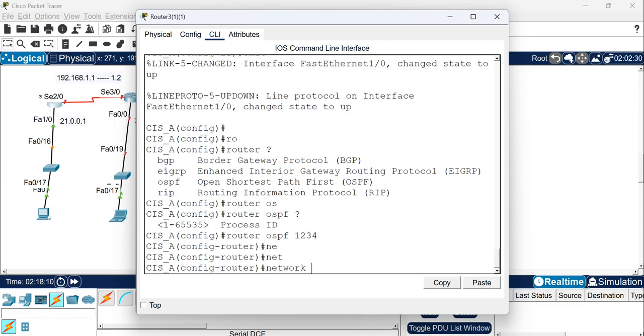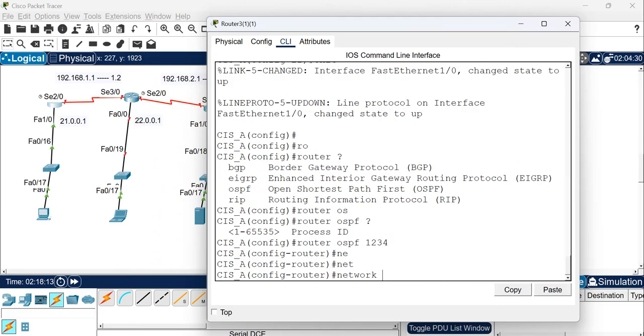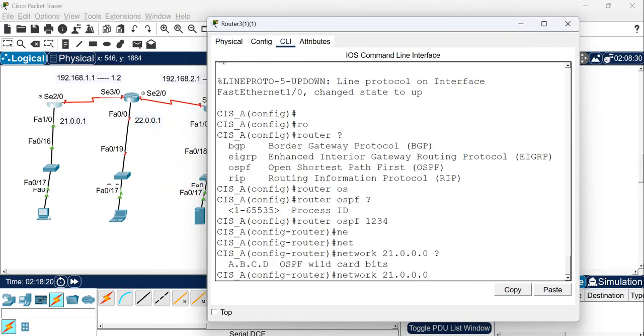Now what is the syntax? Network, physically connected. Which networks are connected to this router? 21.0.0.0 and 192.168.1.0. Correct? So 21.0.0.0 followed by something called a wildcard. The wildcard is exactly the reverse of your subnet mask. Whatever the subnet mask, we subtract it from 255.255.255.255. You will get 0.255.255.255. Clear?